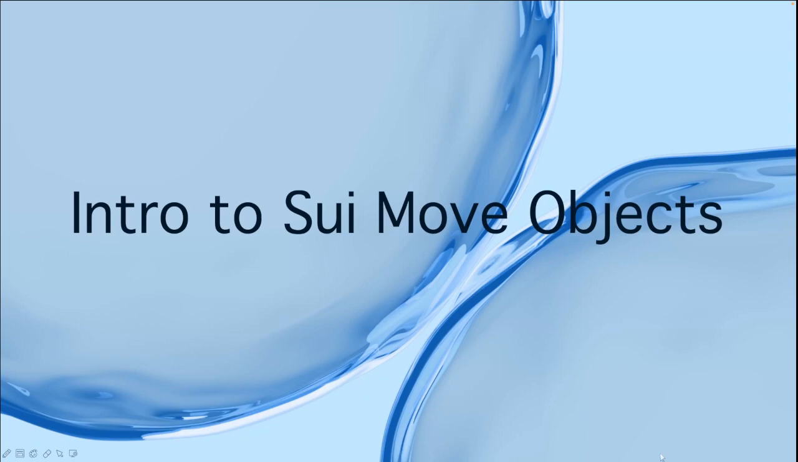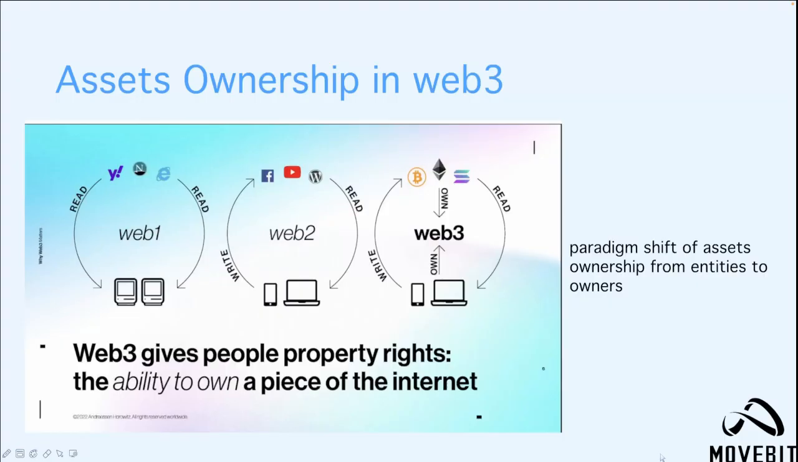All right. Let's start with the introduction to SWEMove objects. So before we talk about objects and SWE, let's discuss assets ownership first. Nowadays, most of the assets are owned by a centralized entity. For example, the money in your bank account is owned by the bank. The photos you post on Instagram are owned by Google. The videos you upload to YouTube are owned by YouTube. And the list goes on.